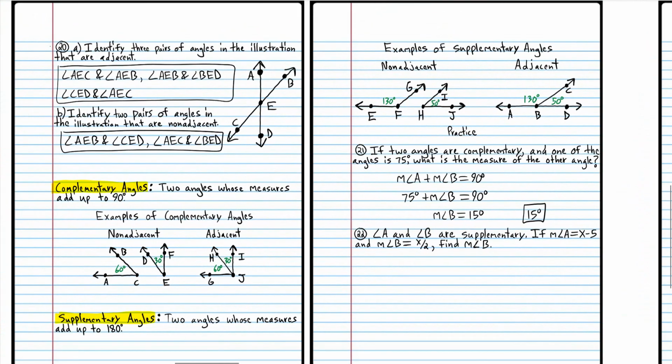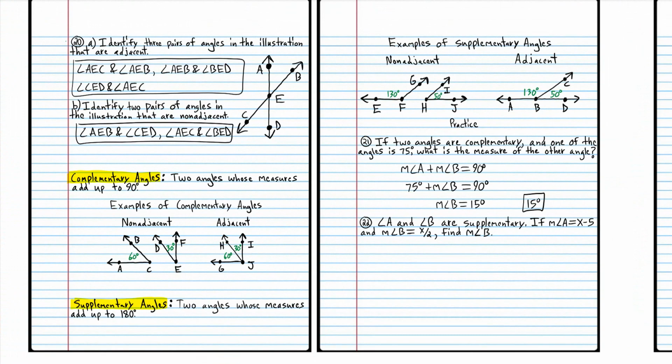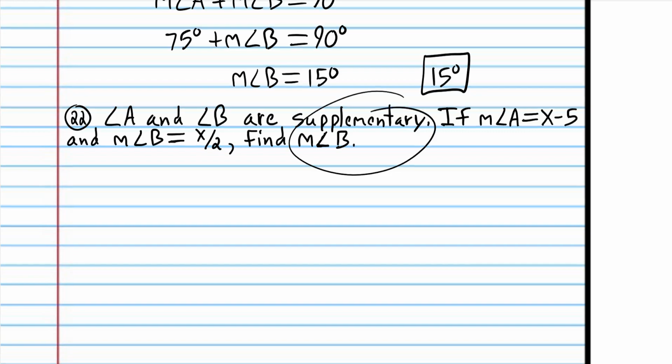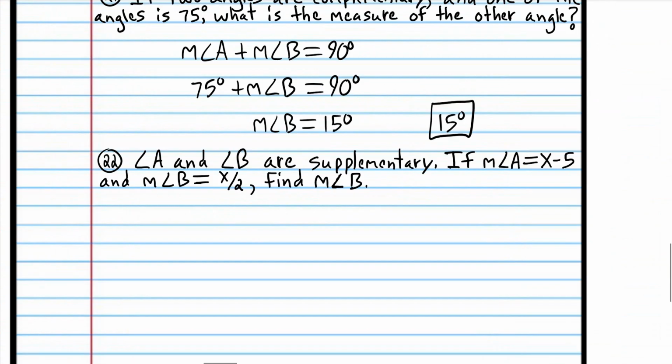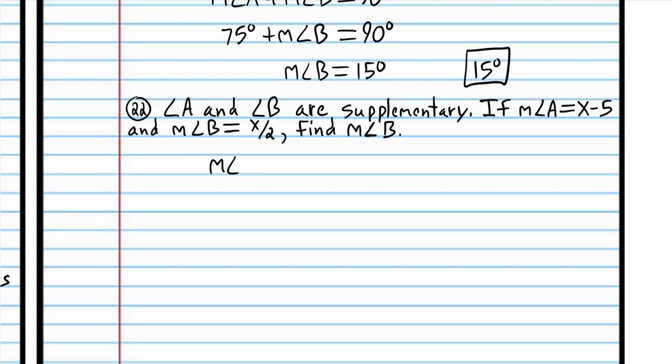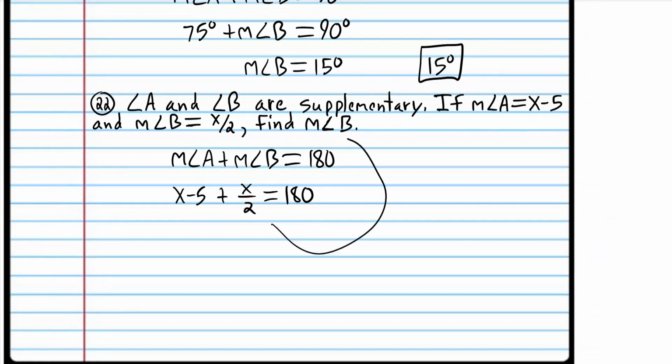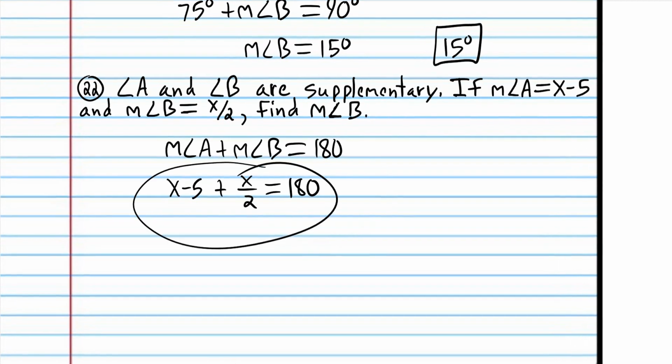And by the way, if you want to take a picture with your phone of the definition of complementary and supplementary angles, you can do that. So now we're told that the angles are supplementary. So what that means is the measure of angle A plus the measure of angle B is equal to 180 degrees. But we're told that the measure of angle A is x minus 5, and the measure of angle B is x over 2. We're told to find the measure of angle B, but we can't do that unless we have x. Well, we can use this equation to find x.